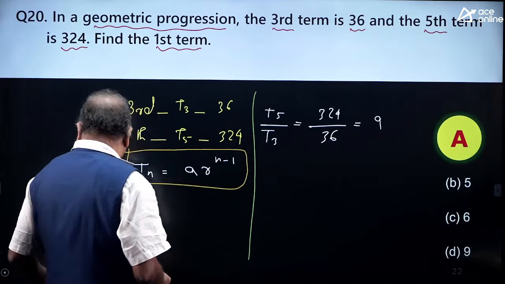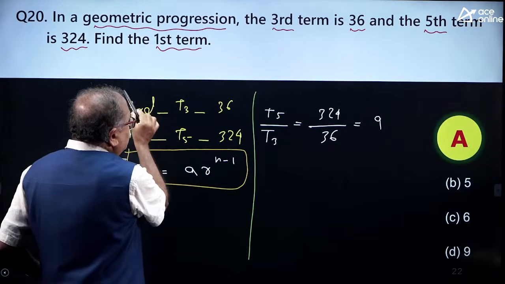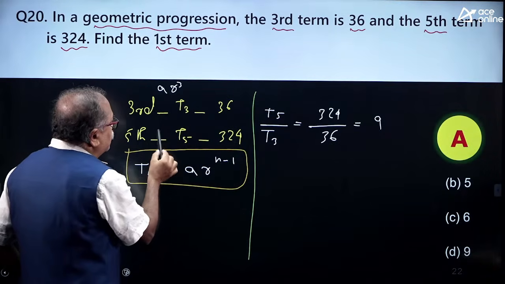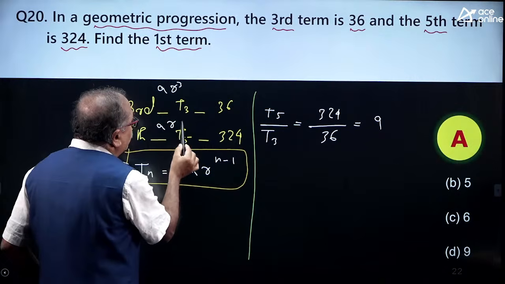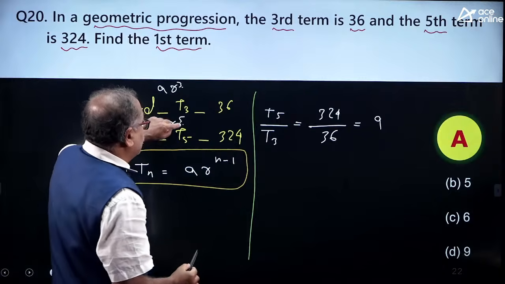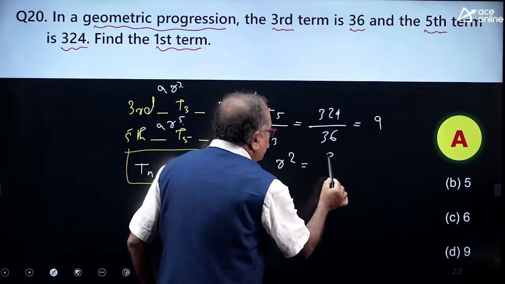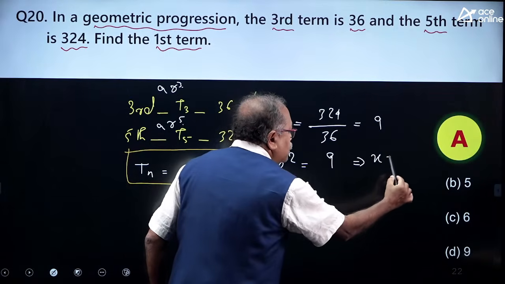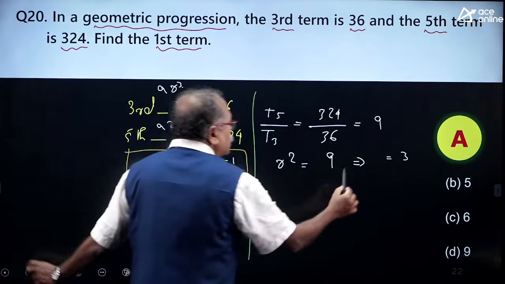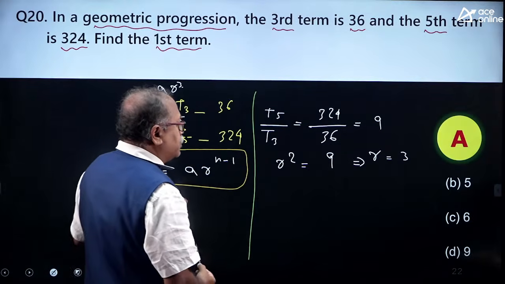This one is a r to the power 3, and this is a r to the power 5. So 5 minus 3, 2. So we got r square is equal to 9. So obviously r is equal to 3. Now I replace the value over here.